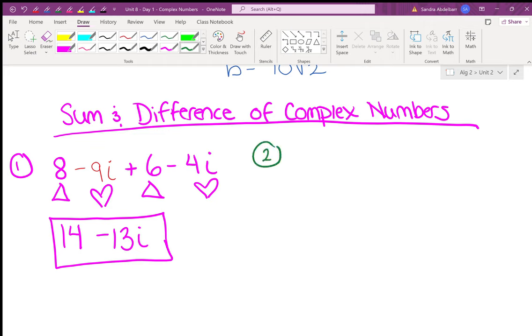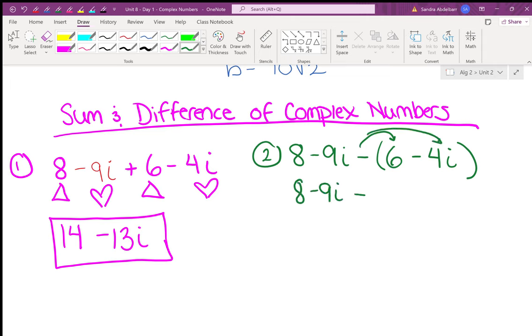Okay, let's say I have 8 minus 9i minus the quantity of 6 minus 4i. In this scenario, what do I have to do with that minus? We need to distribute it in because of the parentheses. So this is 8 minus 9i minus 6 plus 4i. Once again, we combine our like terms, so we have 8 and negative 6, which is going to give us 2. And then I have negative 9i and a positive 4i, which gives us negative 5i.